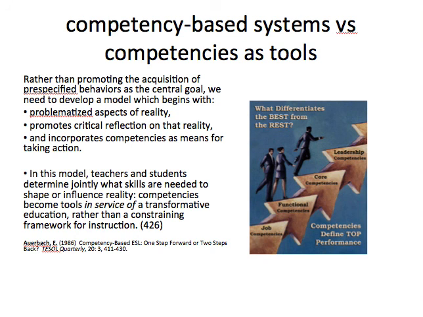Promote critical reflection on that reality. And 3, incorporate competencies as means for taking action to achieve those particular goals. So in this sense, outcomes are something that we develop from a bottom-up situation, but we're always trying to make them explicit and discover what students need. So in this model, teachers and students determine jointly what skills are needed to shape or influence reality. Competencies become tools in service of a transformative education rather than constraining framework for instruction.